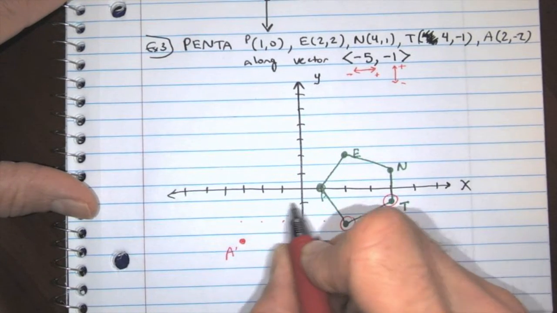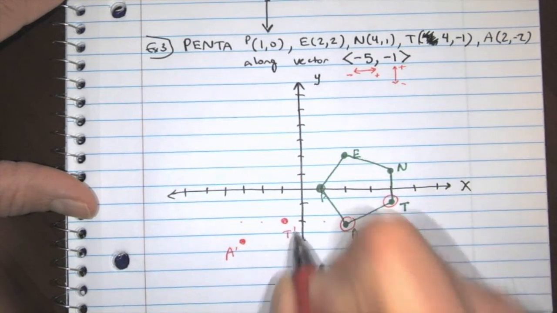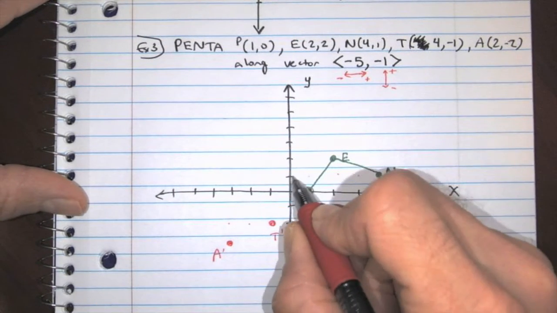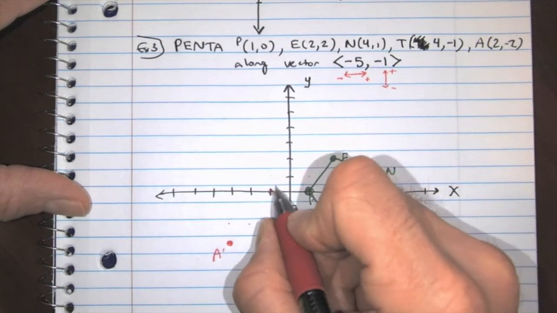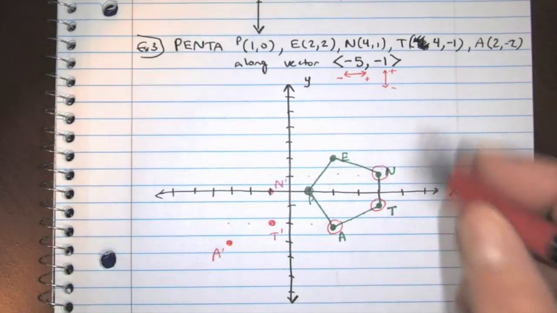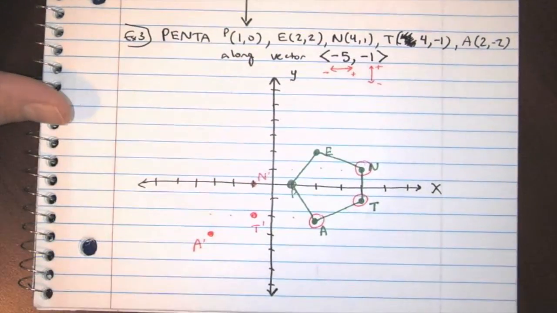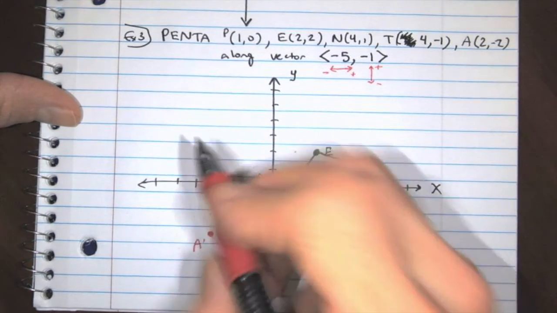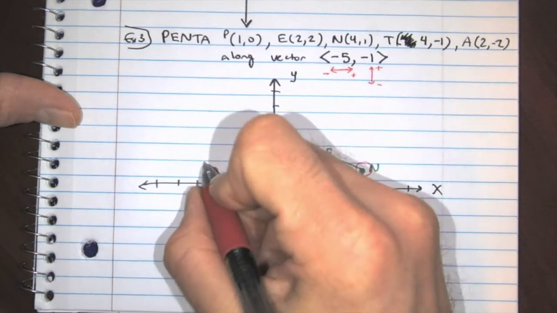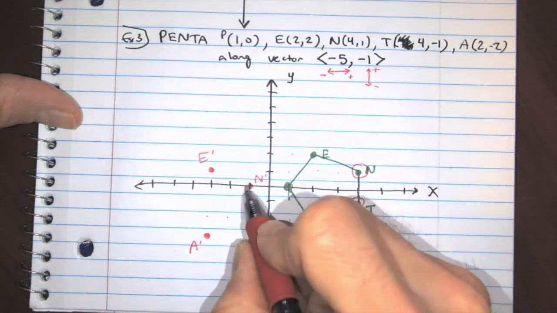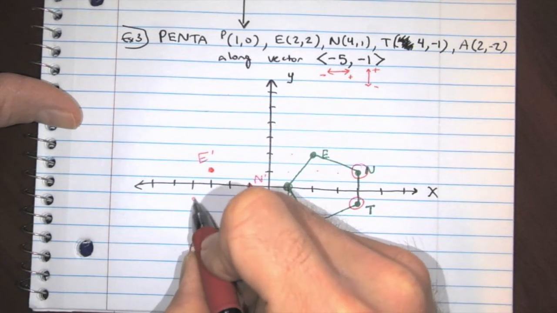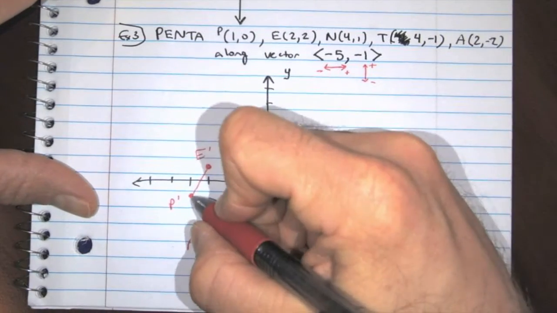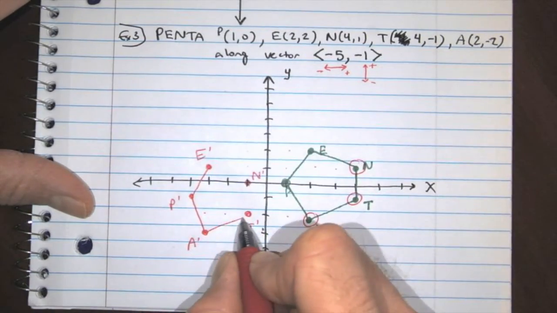1, 2, 3, 4, 5. 1 down. T prime. 1, 2, 3, 4, 5. 1 down. N prime. 1, 2, 3, 4, 5. 1 down. E prime. 1, 2, 3, 4, 5. 1 down. P prime. Nothing to it, folks. Pretty simple.